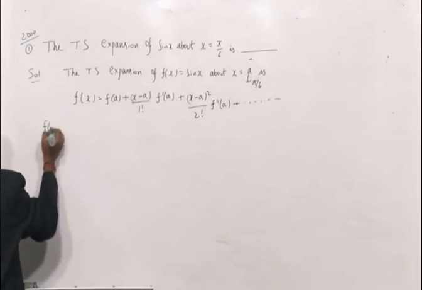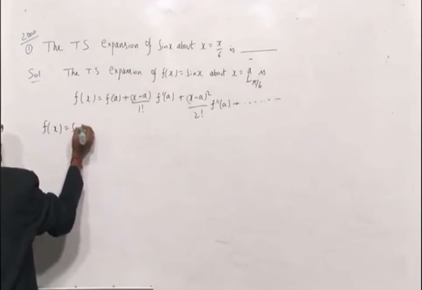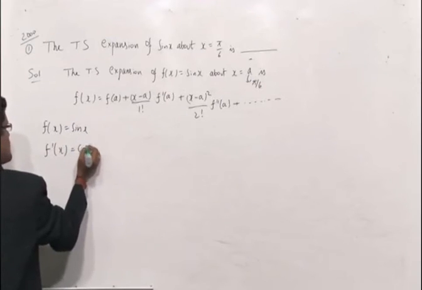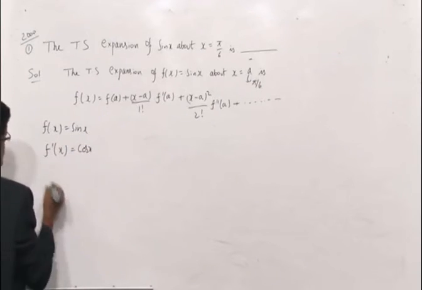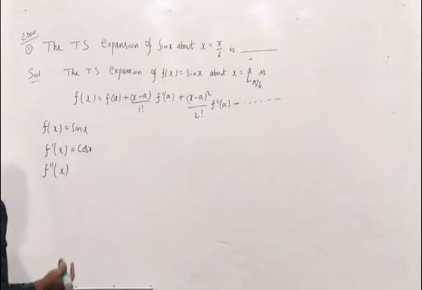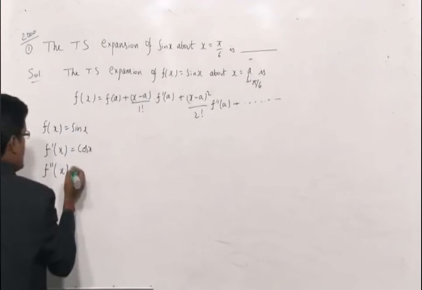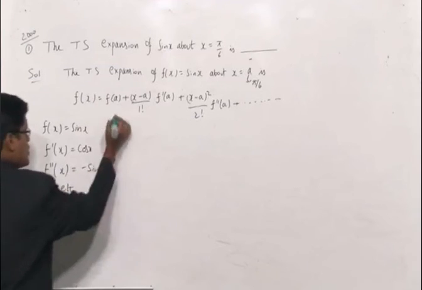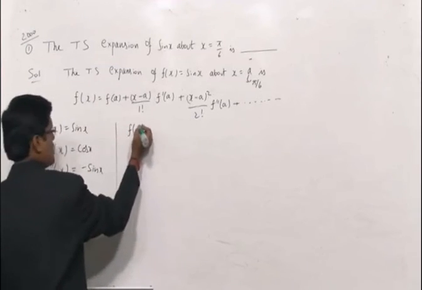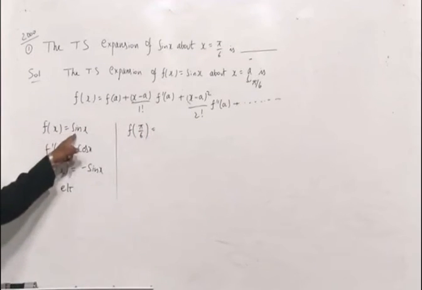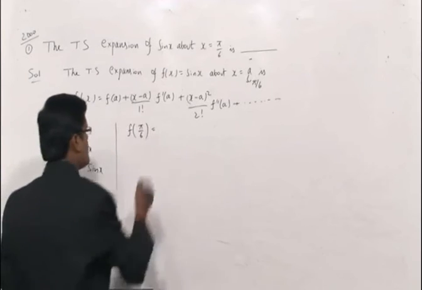Now what is f(x)? Sin x. Go on finding the derivatives for at least 2 to 3 terms, and after substituting the a value you should get at least 2 non-zero terms. Depending on the options also, you know where to stop finding the derivatives and substituting the given a. So cos x, the derivative is minus sin x, etc. Substitute the a value pi by 6 in all of these. Pi by 6 means 30 degrees. Sin 30 is 1 by 2, cos 30 is root 3 by 2.